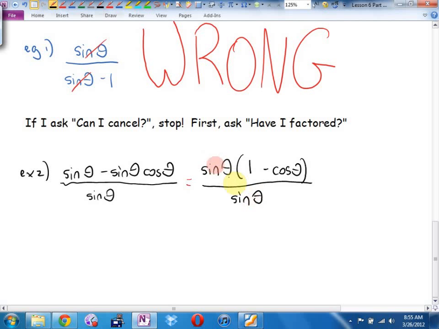Can I cancel? Have I factored, Brett? That's legal. This mess simplifies to 1 over cos. I just made it up so I didn't know where it was going, but that's common mistake number 1.